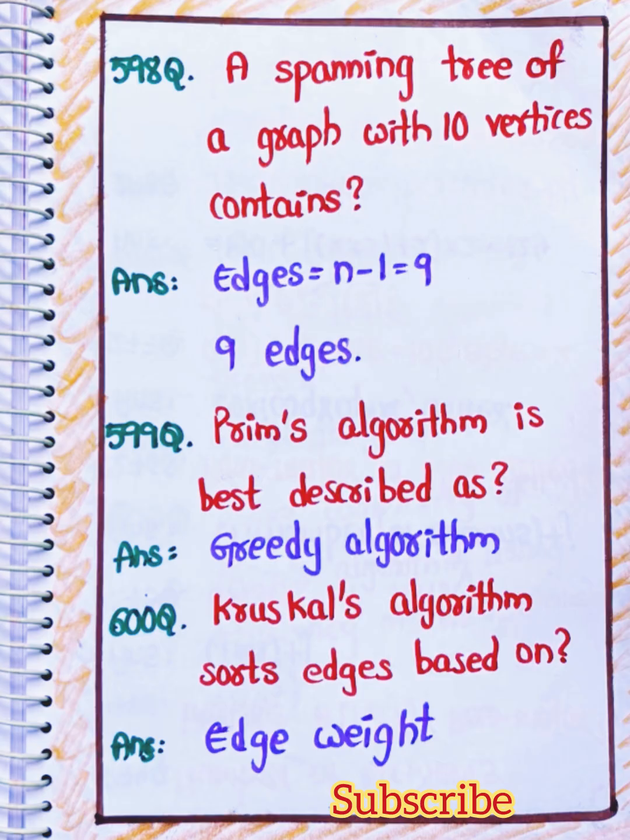Prim's algorithm is best described as a greedy algorithm. Kruskal's algorithm sorts edges based on edge weight.